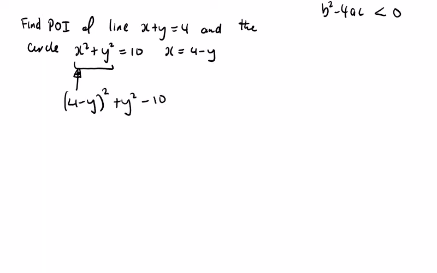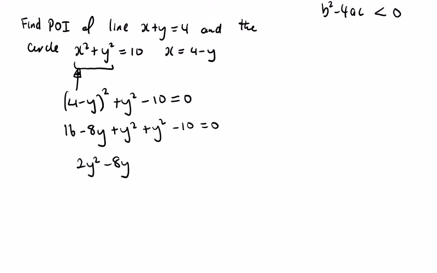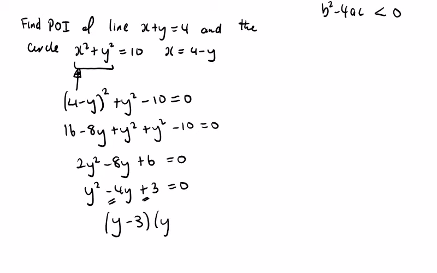And I'm going to bring the 10 across because this is going to be a quadratic we're going to need to solve. So we're going to have 16 minus 4y twice, which is 8y, plus y squared minus 10 equals 0. So we get 2y squared minus 8y minus 10 plus 16 is plus 6 equals 0. Dividing by 2 gives y squared minus 4y plus 3 equals 0. Two minuses when we have a minus and a plus. So you can see it's 3 and 1. y minus 3 by y minus 1 is equal to 0. So y is equal to 3 or 1.